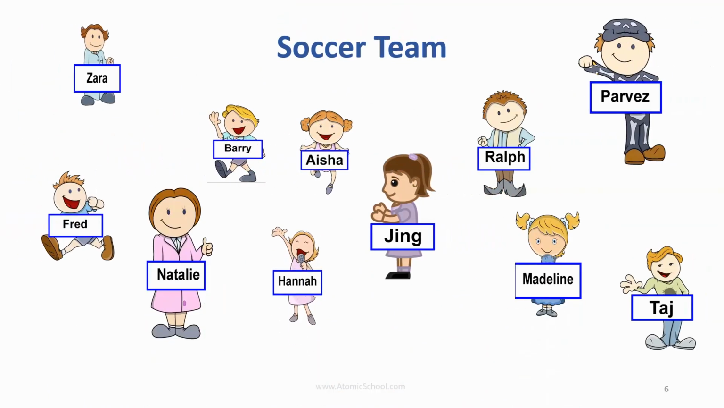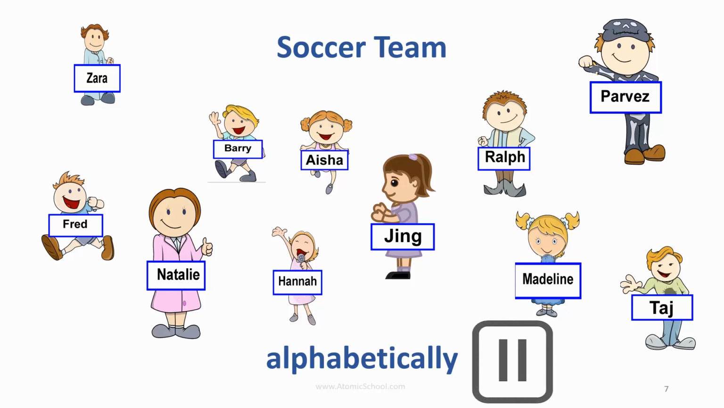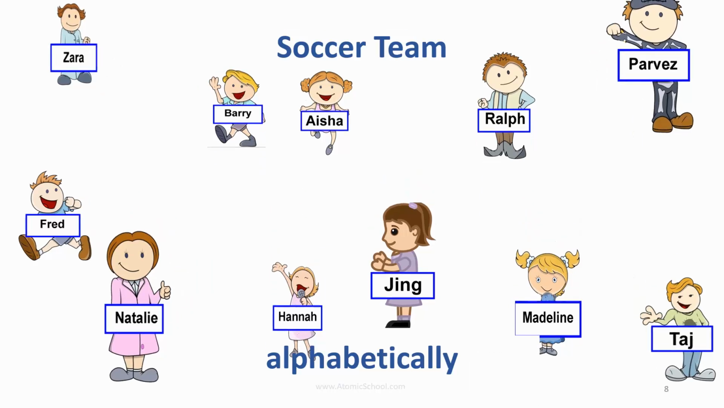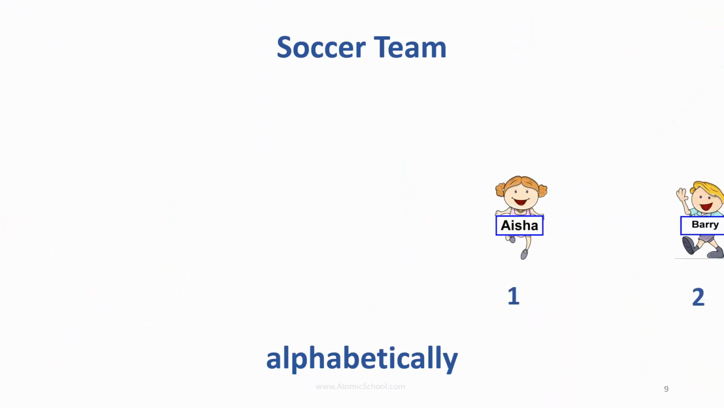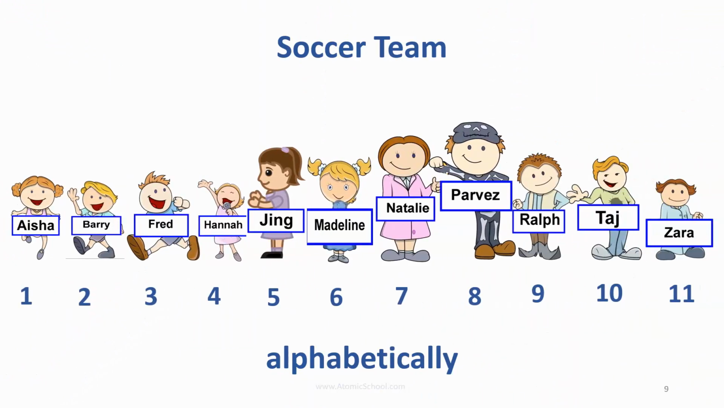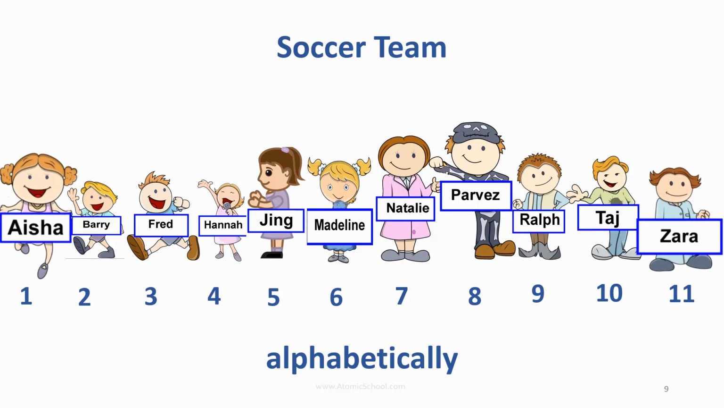Imagine you're making a soccer team. How could you line up your team to give each player his or her own number? One way is alphabetically. Then who would be number 1 and who would be number 11? Aisha would be number 1 and Zara would be number 11.